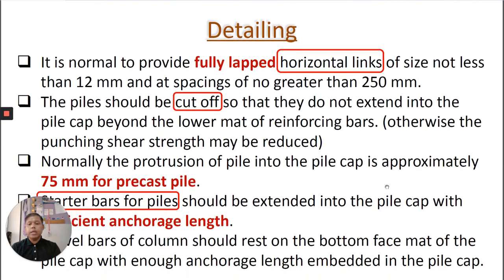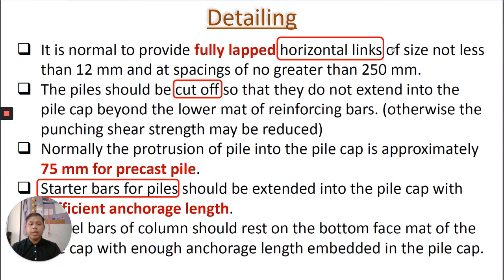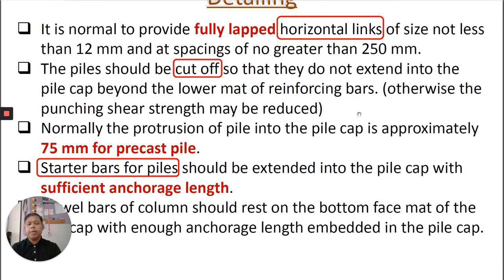Next, this is the detailing. It is normal to provide fully lapped horizontal links of size not less than 12 millimeter. So it is normal that the minimum bar diameter is 12 millimeter, and the spacing not greater than 250. For the lapping, the maximum is 250 millimeter, so that we will not cause a failure to the structure. The pile should be cut off so that it does not extend into the pile cap beyond the lower mat of the reinforcing bar. So we have to do a cut off point of the pile. Otherwise, the punching shear strength may be reduced.